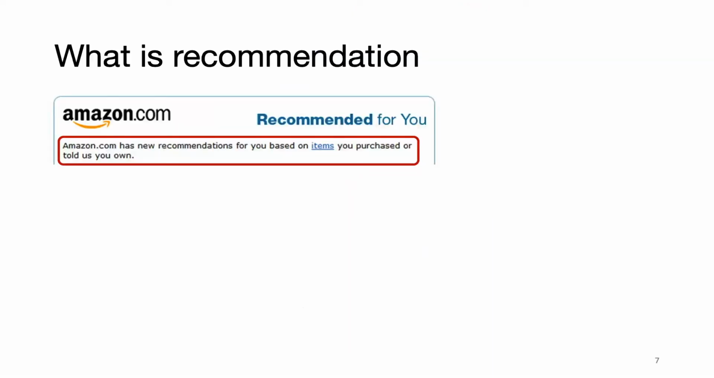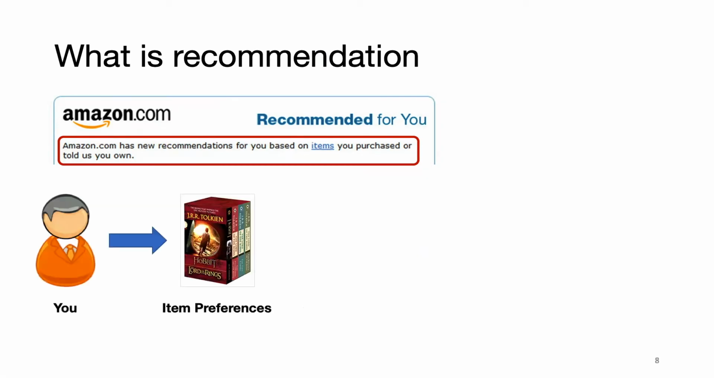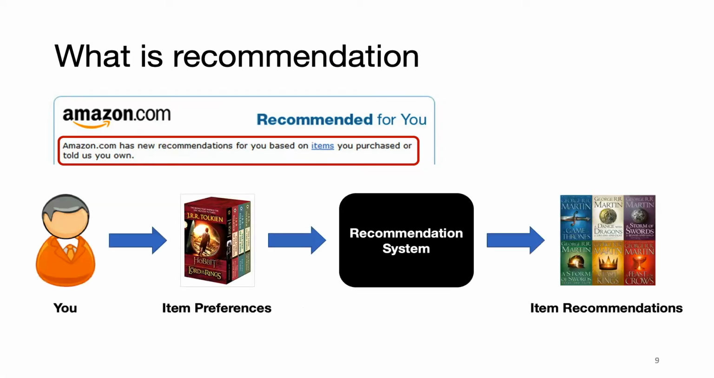Recommendation systems are also used by other companies to power their key services. To formalize what recommendation is, we are going to borrow a message from our friends at Amazon. What a recommendation system does is that it takes in you and your item preferences and generates more hopefully relevant item recommendations.